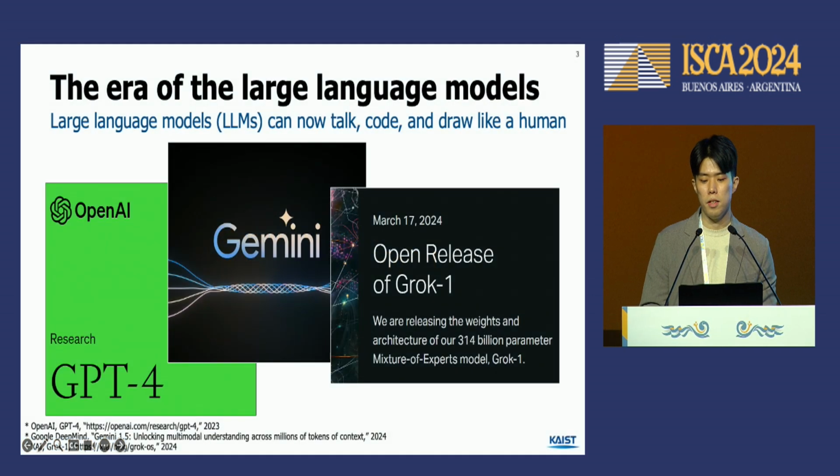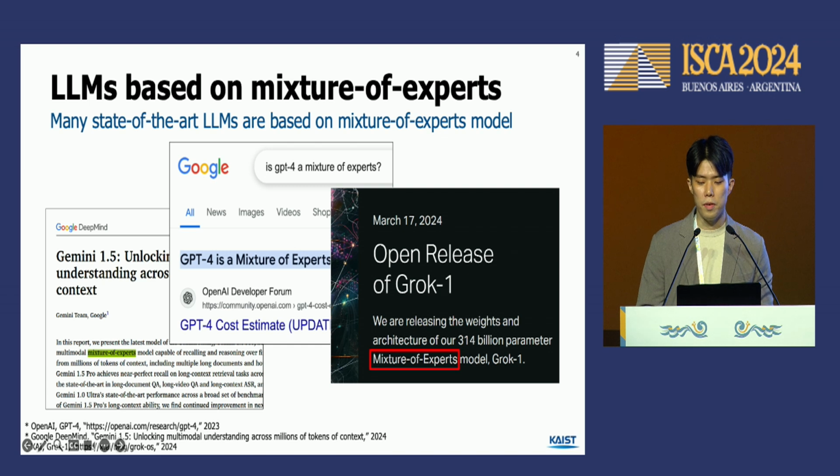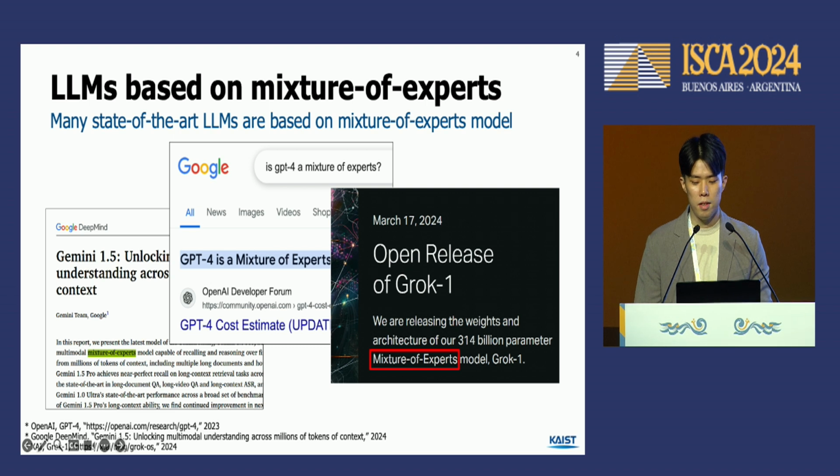In recent years, large language models have become widespread, demonstrating remarkable performance in numerous applications, such as chatbots and coding assistants. Consequently, many big tech companies have released their own LLMs, including GPT-4 from OpenAI, Gemini from Google, and Grok from xAI. Looking into these models, we found that most state-of-the-art LLMs are developed based on the mixture-of-experts model architecture. You might then wonder what the mixture of experts is and why it is so prevalent in state-of-the-art LLMs.